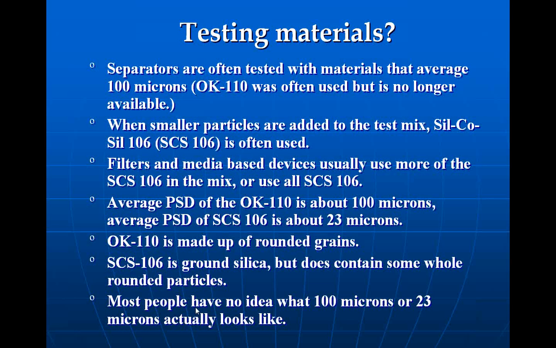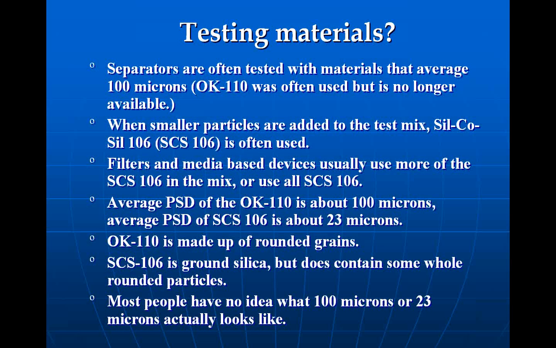OK110 is made up of natural rounded grains. I'll show you some in a minute. And SilicaSil 106 is ground silica. It comes off of a source of rounded grains, and then it's crushed and processed and sorted to come up with a consistent product with a consistent particle size definition. Now, most people have no idea what 100 microns looks like or 23 microns look like, and hopefully you'll walk away today with an idea of what those are.